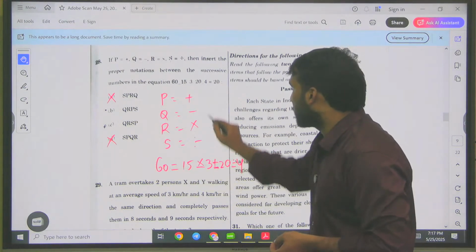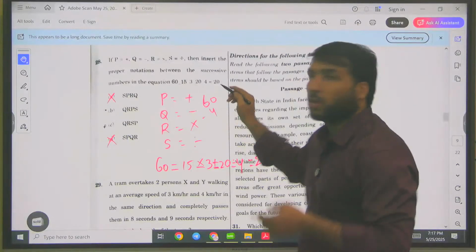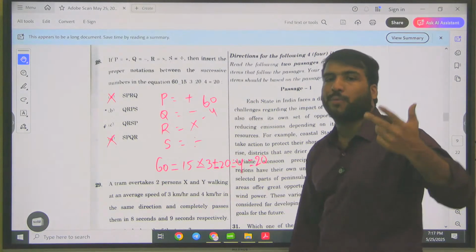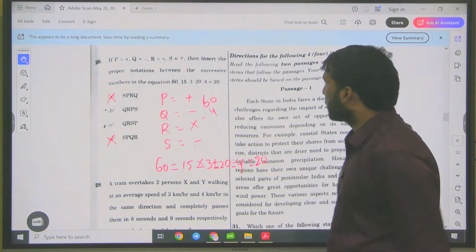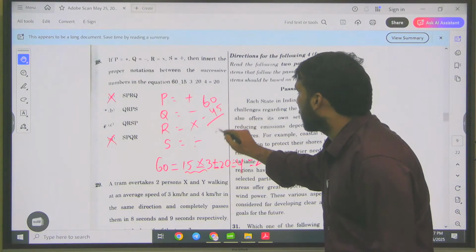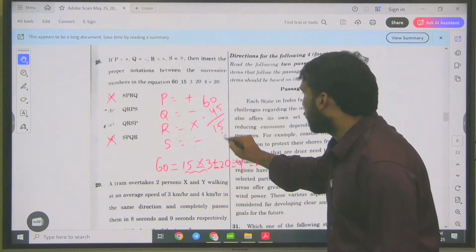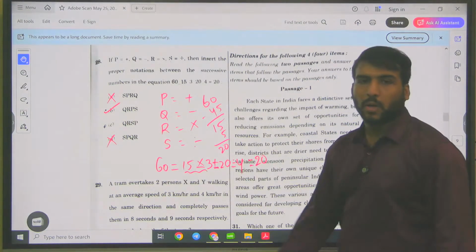So 60 minus 15, first of all I want to multiply. You know the BODMAS rule, right? First of all you have to do bracket, division, multiplication, addition, subtraction. First of all multiplication, 45, 60 minus 45 will be 15, yes or no? 20 divided by 4, 5, it will be 20. So my option is B. My option is B.